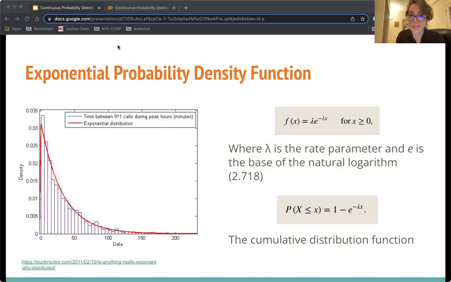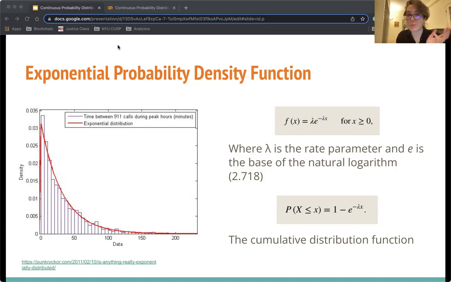So the mean and standard deviation are calculated in the same way because of this. And the cumulative distribution function of x is 1 minus e to the negative lambda times x, as you see in the formula here. So the shape of the curve would look something like this.